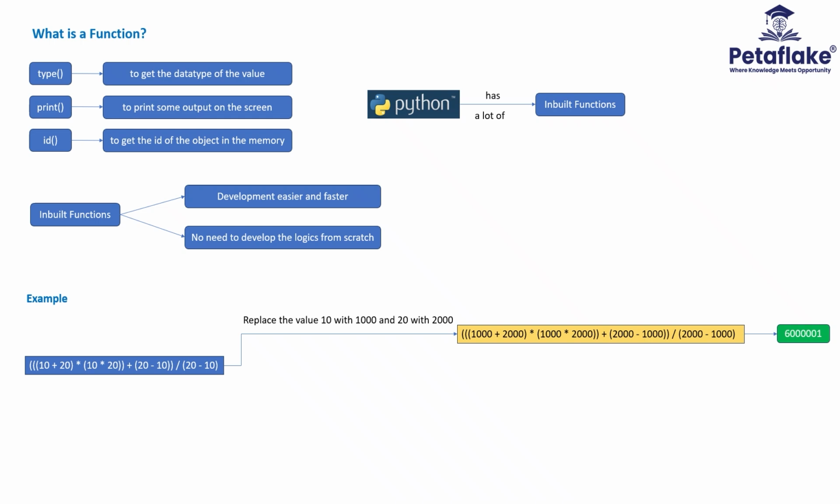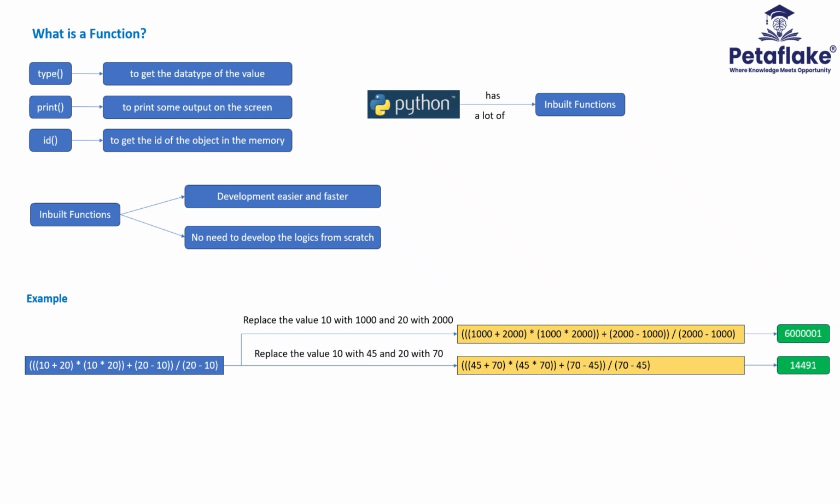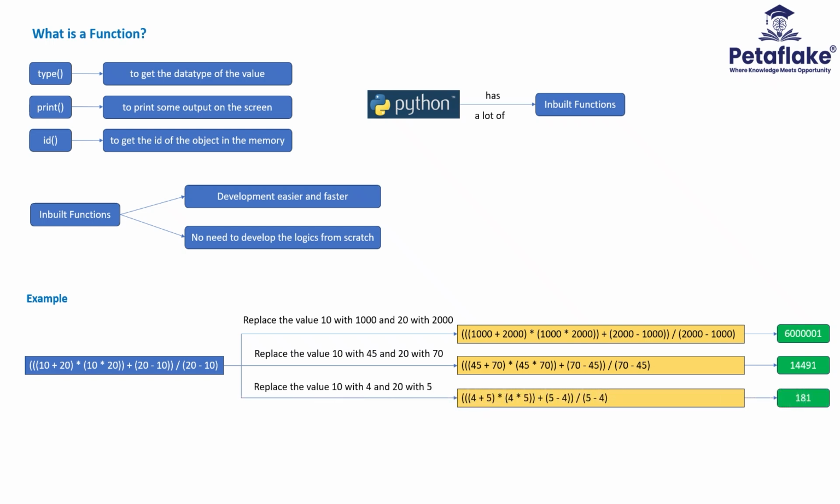Similarly, if we want to perform the same calculation with 45 and 70, we need to rewrite the entire logic again, replacing the number 10 with 45 and 20 with 70, and then the calculation should be performed. Similarly, if we want to perform the same calculation with 4 and 5, we need to rewrite the entire logic again, replacing the number 10 with 4 and 20 with 5, and then the calculation should be performed.